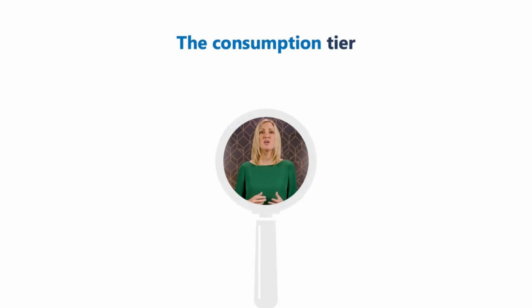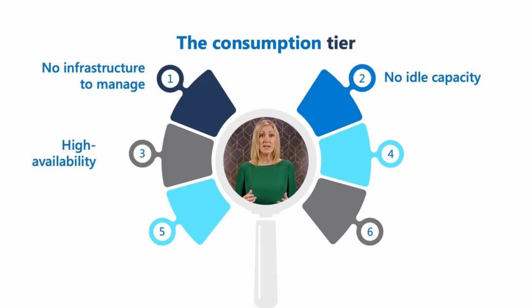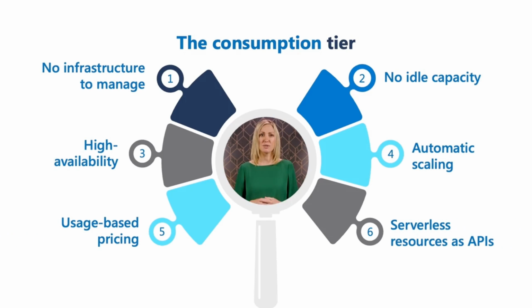The consumption tier aligns perfectly with serverless computing models. There is no infrastructure to manage, no idle capacity, high availability, automatic scaling, and usage-based pricing, all of which makes it an especially good choice for solutions that involve exposing serverless resources as APIs. Next, we will create an API management instance and add a function to it.